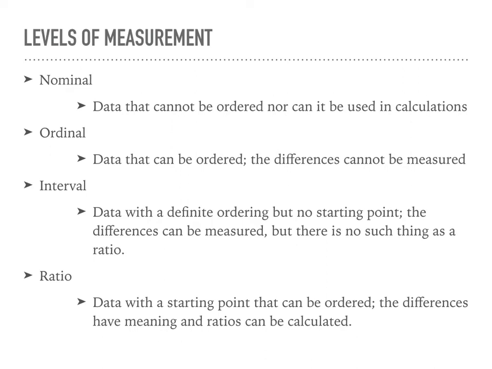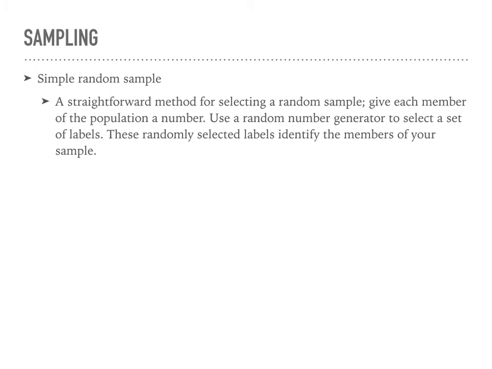Let's spend a moment talking about sampling now. There's a few different ways that we can collect samples. The best way would be to use a simple random sample. This is a straightforward method for selecting a random sample. Give each member of the population a number. Use a random number generator to select a set of labels, and these randomly selected labels identify the members of your sample. This is the best way to conduct sampling. Now, it's not always practical, so sometimes other methods are needed.